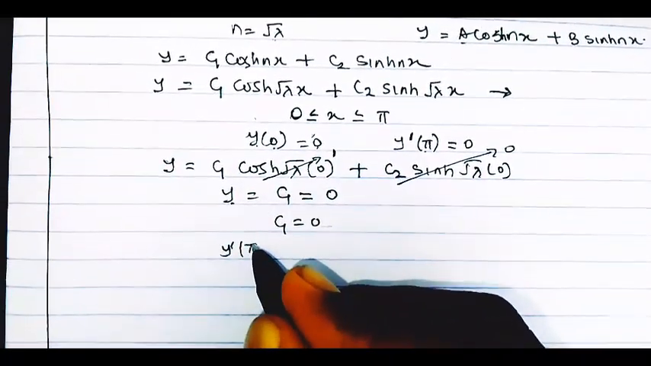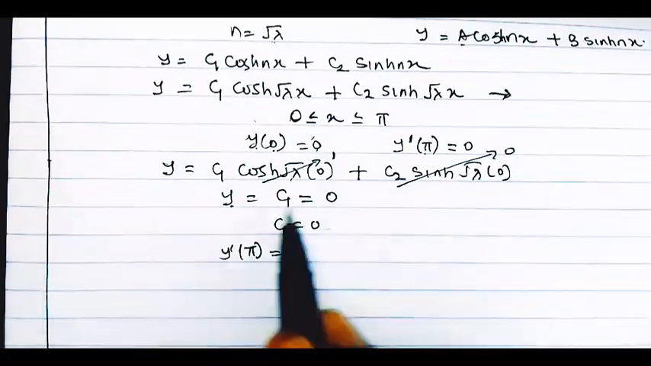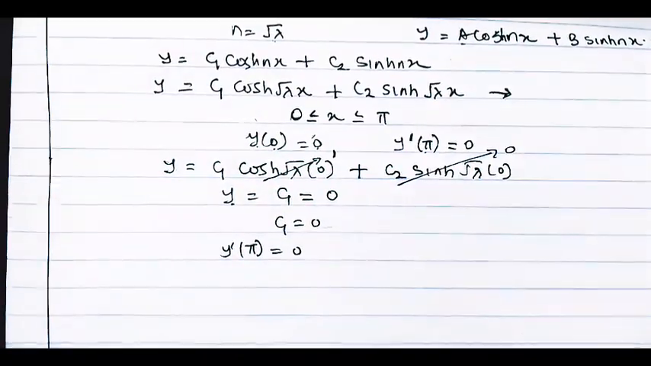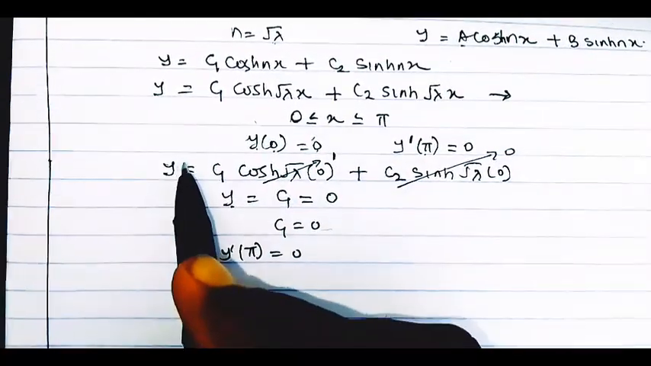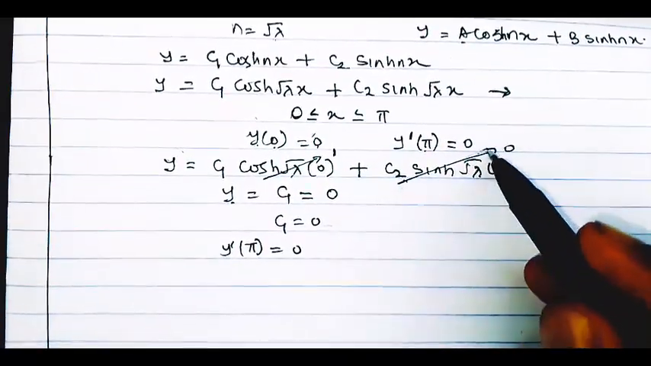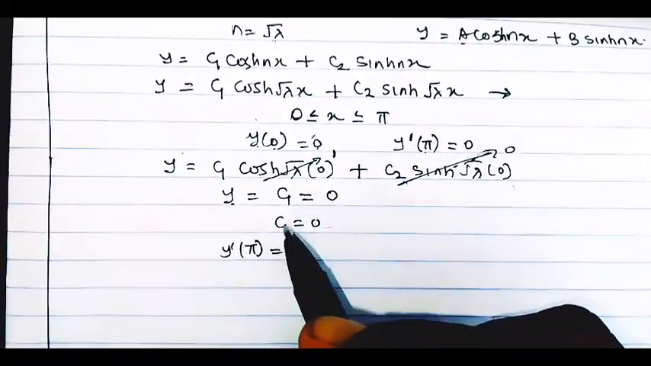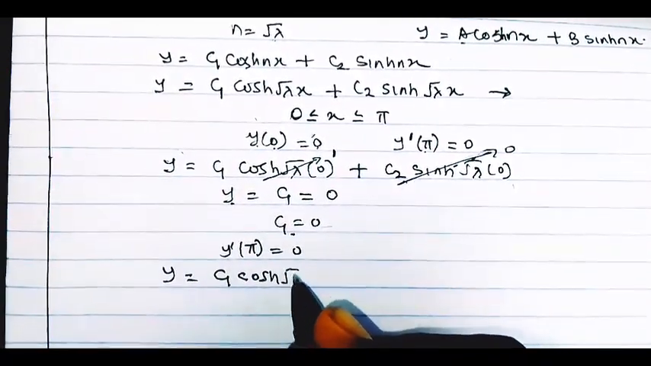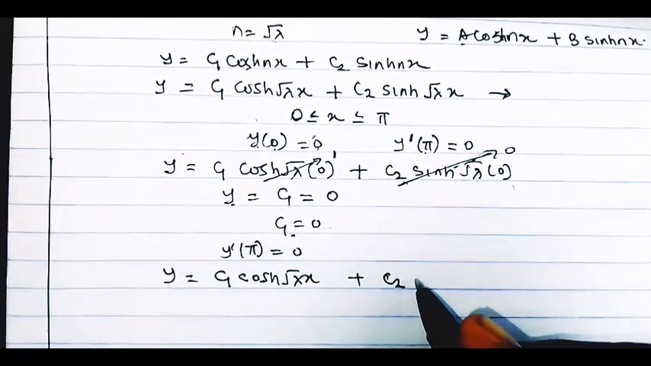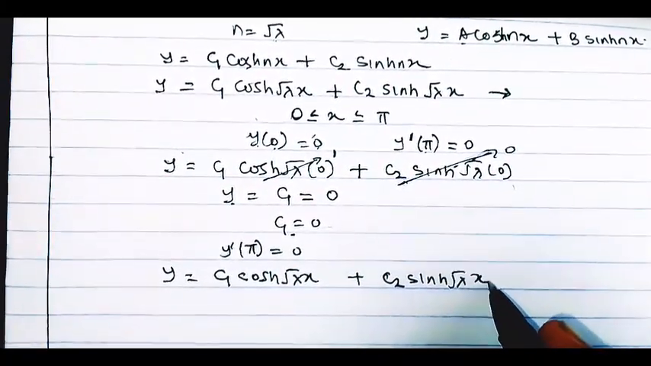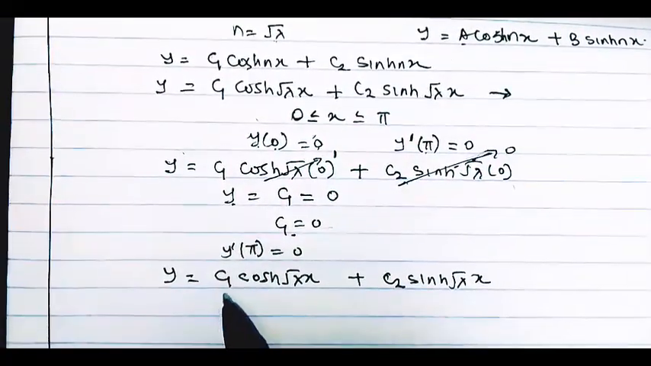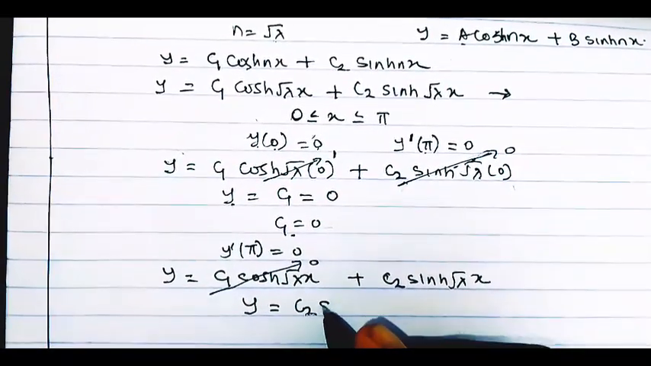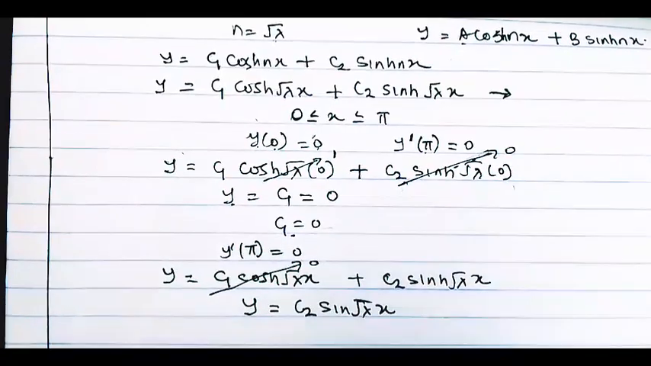We are given y prime of pi is equal to 0. So now let's differentiate my y and substitute when x is equal to pi. Easy as that. We know from the first process that c1 is equal to 0. If I write my original equation, this is c1 cos root lambda x plus c2 sine root lambda x. Now you know that c1 is equal to 0, so I can just remove this. So y is equal to c2 sine root lambda x. This is the formula I'll be working with.